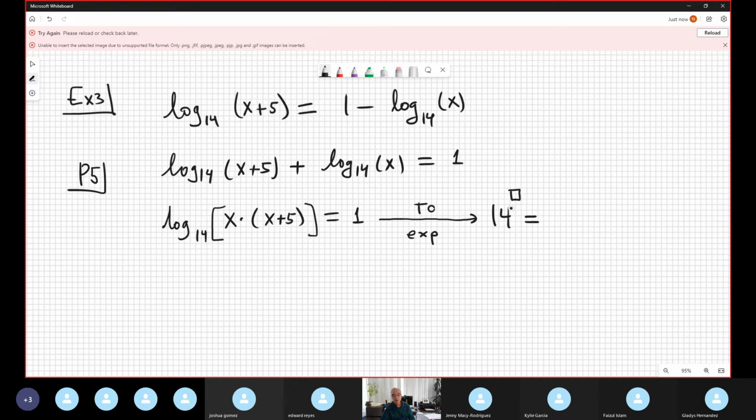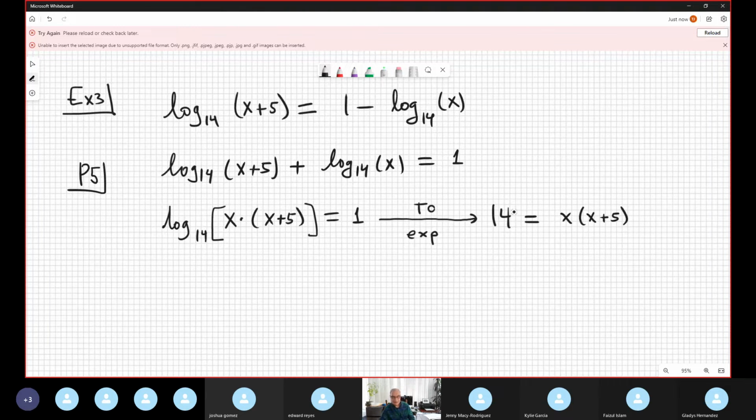What is the exponent? 14 raised to the something. What is the exponent? 1. What is this 1? Now 1 is invisible, no? Did you write it? It's okay, no problem. However, when the exponent is 1, you know it's invisible. It's equal to x times (x plus 5). That is my new equation without logarithm, without nothing. And we focus on the solution of this.